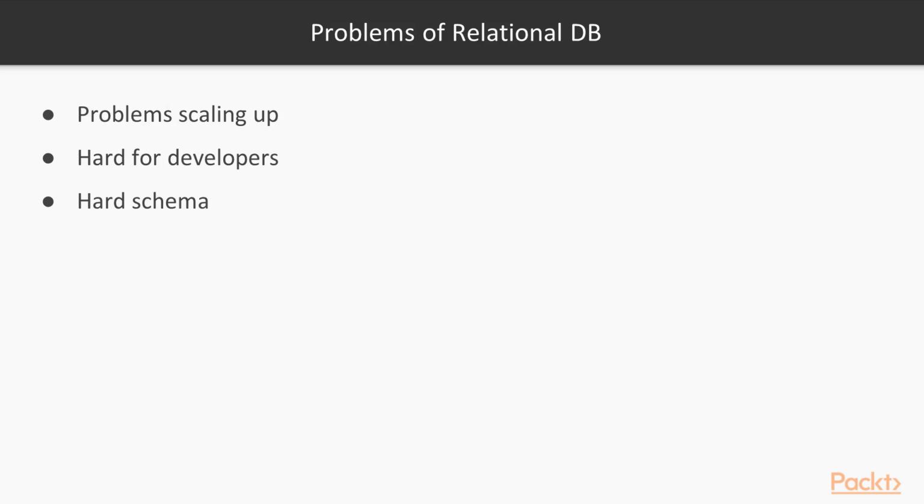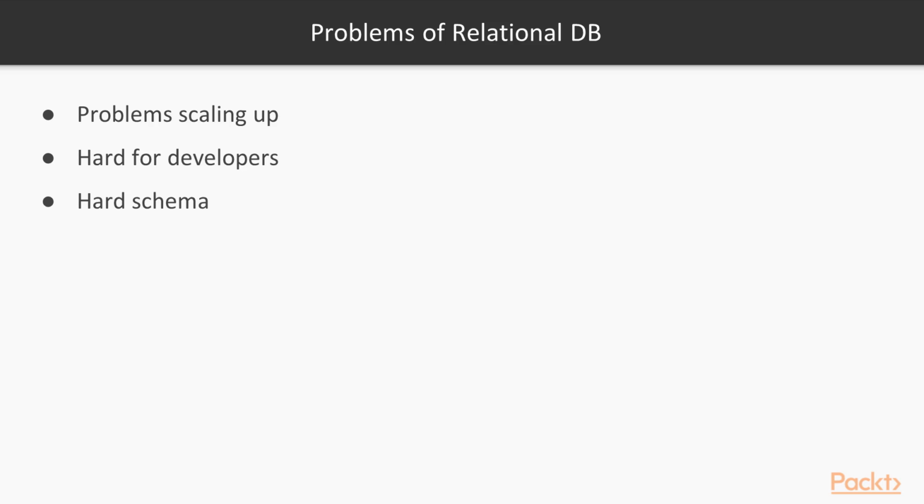There are some problems with relational databases. The biggest problem and the reason why NoSQL databases were born is the problem with scaling up and with big data. Relational databases are not very good at scaling up, and that's one of the biggest problems. And when we are handling a lot of data, then we cannot use them and they're very fragile.